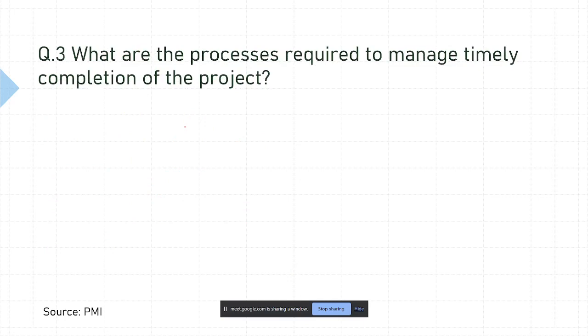What are the processes required to manage timely completion of the project? Why timely completion? Because we are talking about scheduling techniques, right? So the question is quite specific. Processes required to manage timely completion of the project.